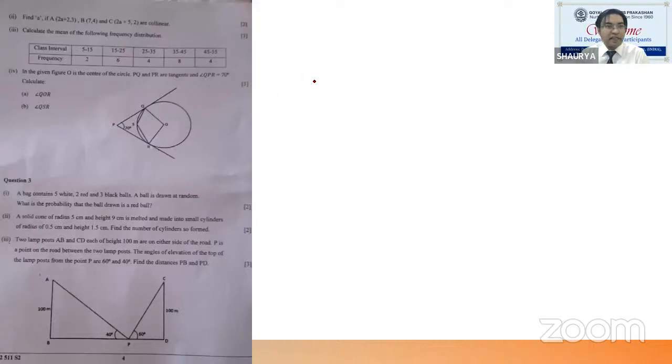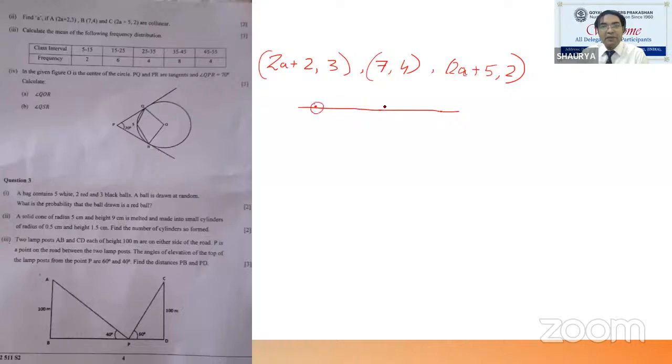Let's turn ourselves to the next one. Find a if 3 coordinates are collinear. So we have been given 3 points. The first is 2a plus 2, comma 3. The second point happens to be 7, comma 4. The third point is 2a plus 5, comma 2. What does collinear points mean? All the points which lie on the same straight line. So if these 3 points are collinear, we have been asked to calculate the value of a.